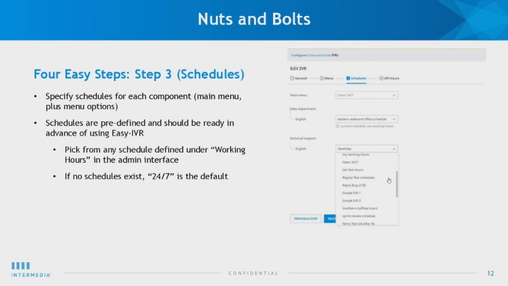So step 3 is schedules, and again, these are assumed to be pre-built, like they will have defined this by this point in their working hours. I'll show you where that is. And you choose the schedule for each component. Like I say, there's main menu. Sometimes people set it to 24/7, and then the schedule for each element, like your queues here, right?